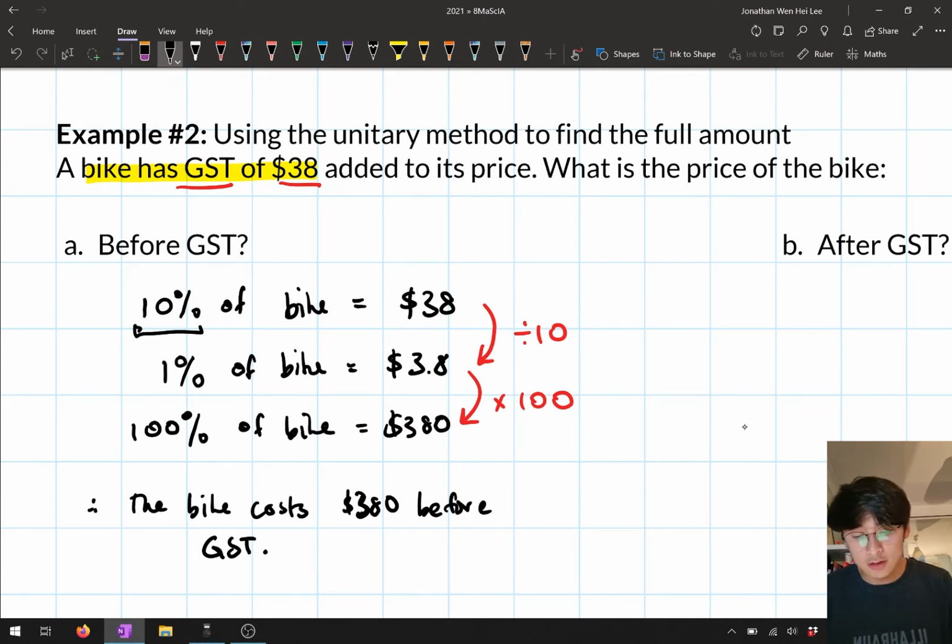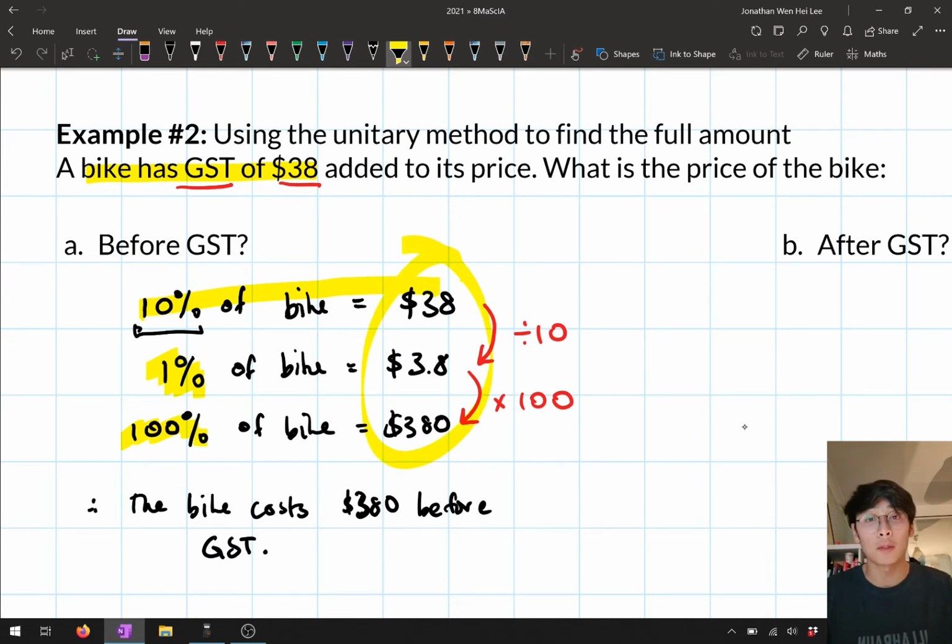So what we did was we first wrote this equation: 10% of the cost of the bike is $38, and then we divided by 10 so I could get 1%, and I times by 100 to get 100%. And that is what I'm going to do with the money amount on the right hand side as well.